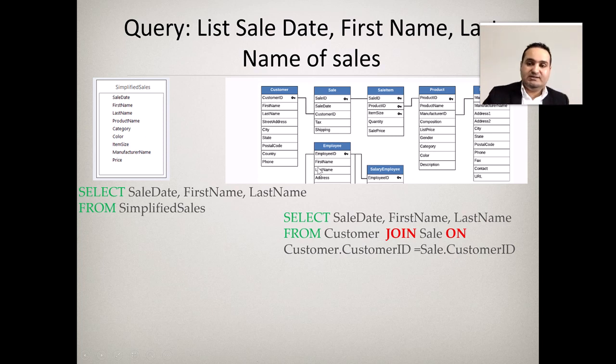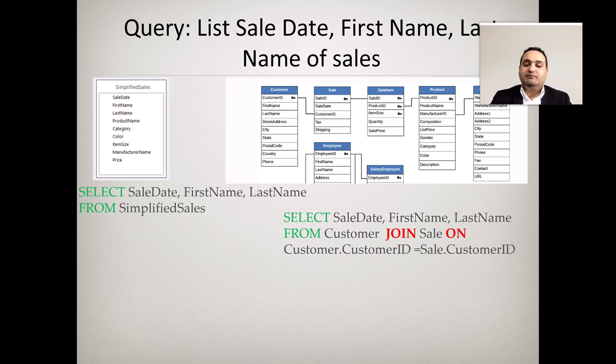So to do this, this is how we write it. From customer join sale on the common key. The common key is customer, which is the name of the table, dot customer ID, which is the common field, equals sale, which is the name of the table, dot customer ID, which is the common key. So this is how we join tables.